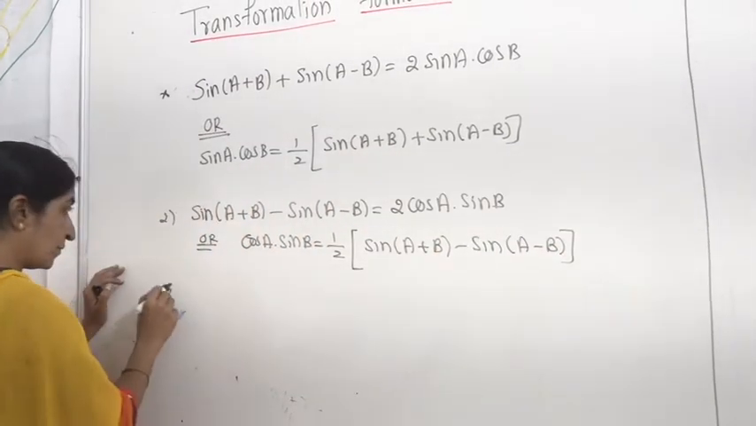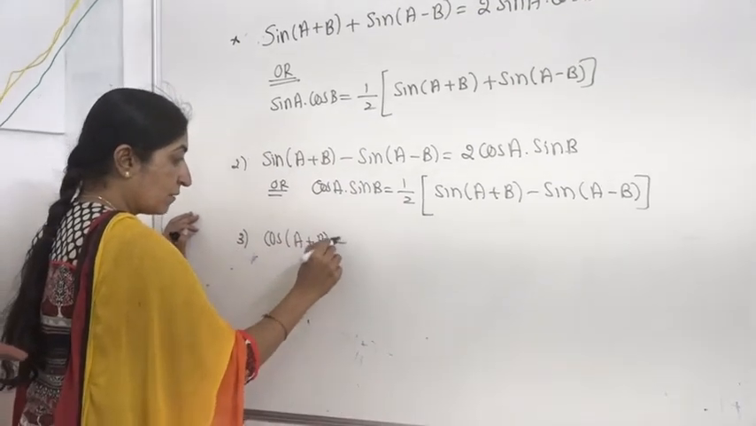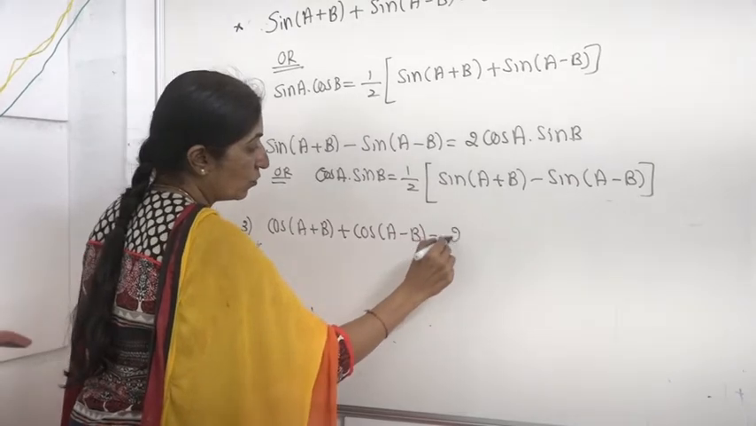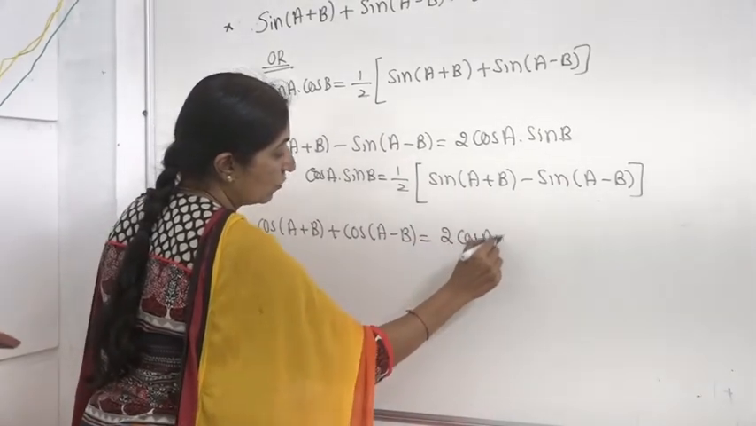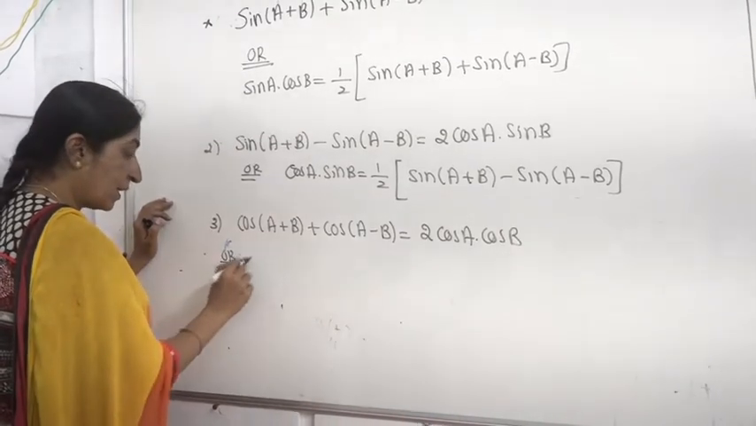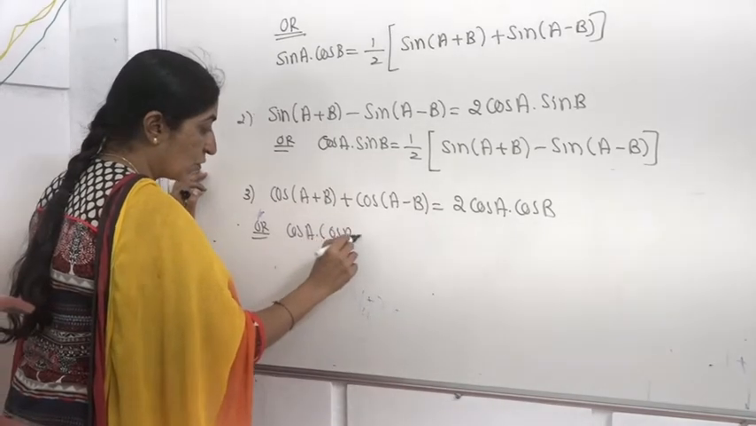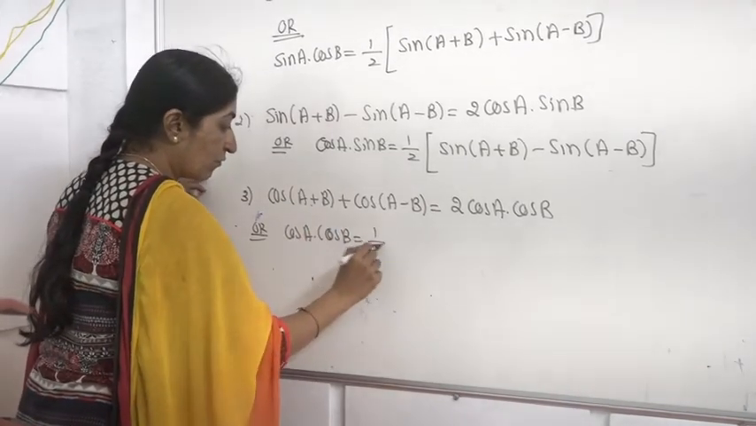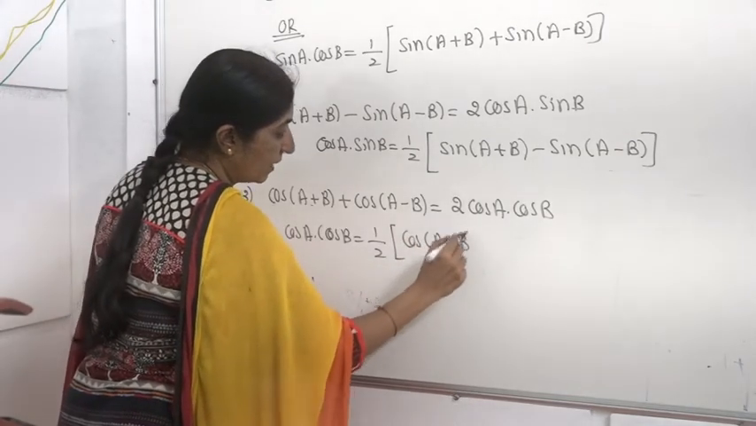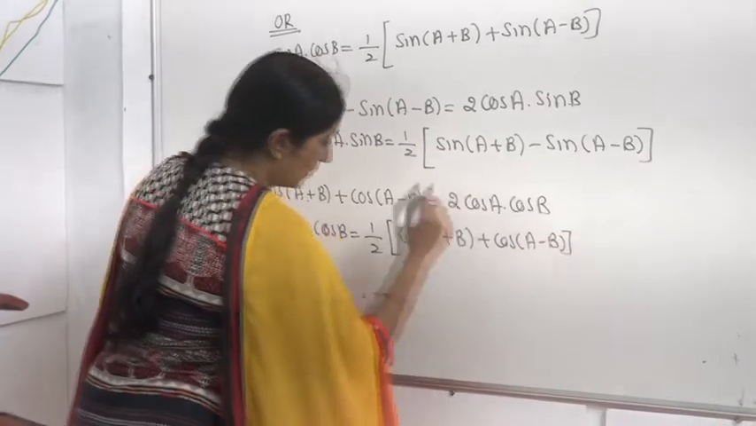Third one, cos a plus b plus cos a minus b is equal to 2 cos a into cos b, or the same thing will be written as cos a into cos b is equal to, taking 2 on this side, 1 by 2 in the bracket cos a plus b plus cos a minus b.